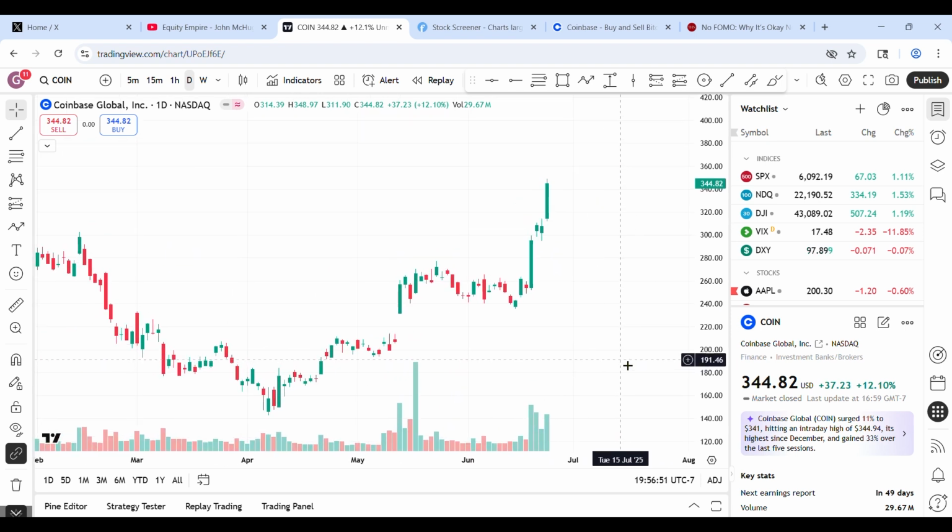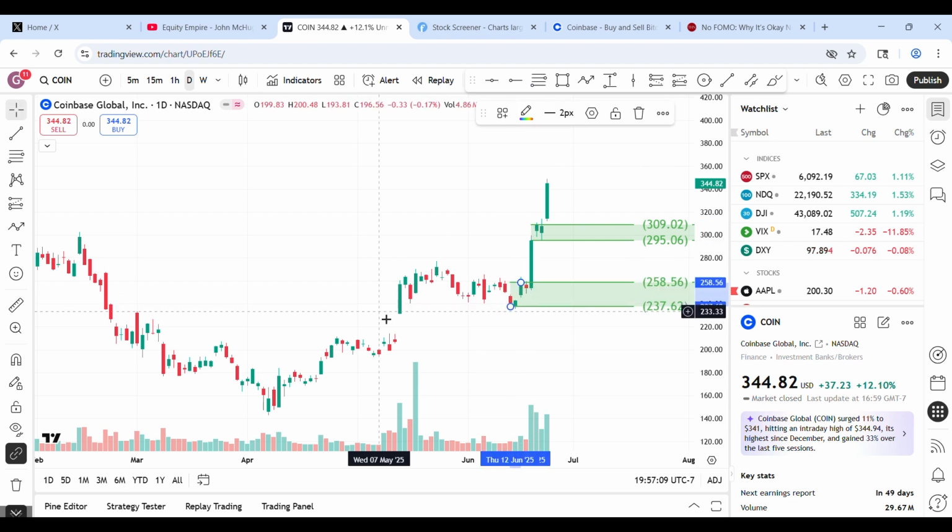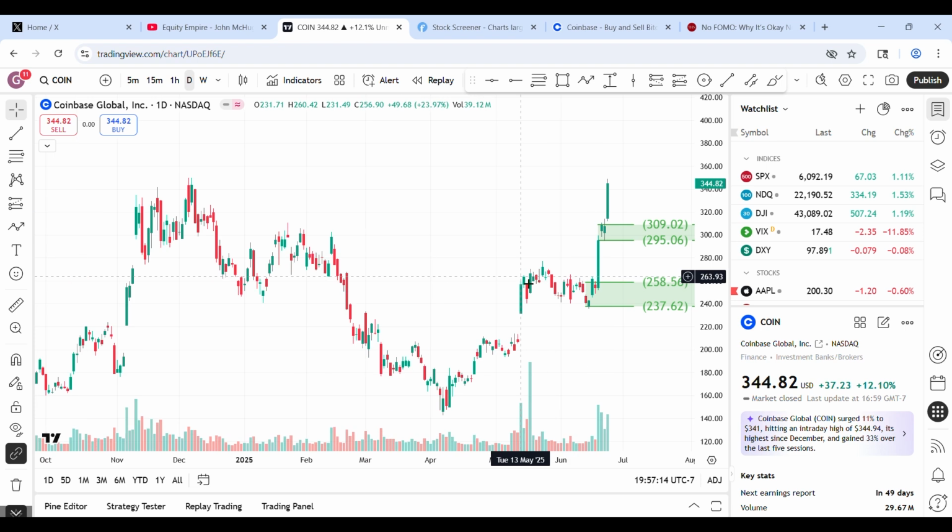And there is a support level right here in the 309 to 295 price range. Okay, there's a support level below that down here in the 258 to 237 price range. So two support levels. Let's now go see if we can find a resistance level.